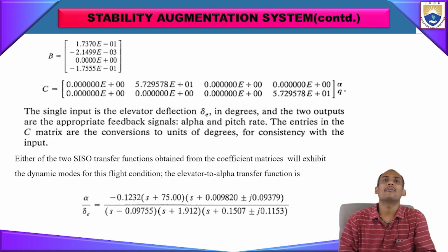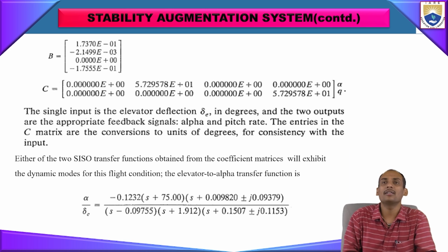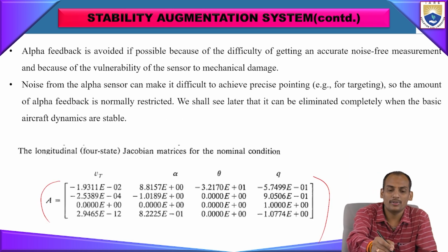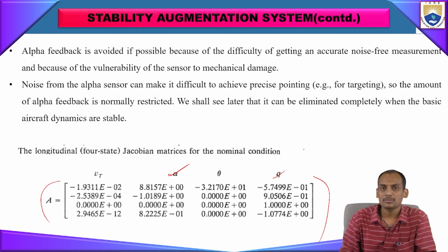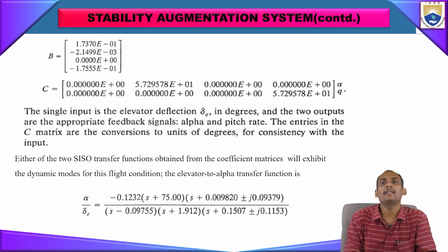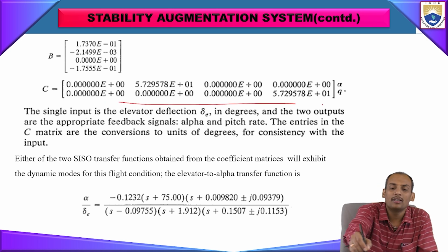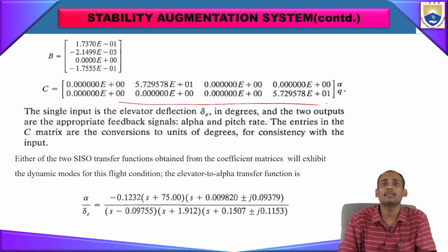See here, for the B and C matrix also we will get these values. The single input is the elevator deflection delta in degrees, and the two outputs are the appropriate feedback signals, alpha and pitch rate. So this is alpha, and this is pitch rate. The entries in the C matrix are conversion of units to degrees, only for consistency of aircraft.